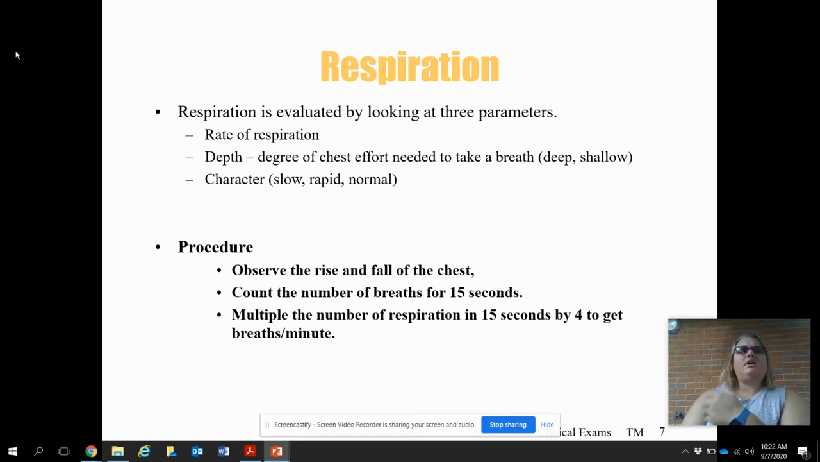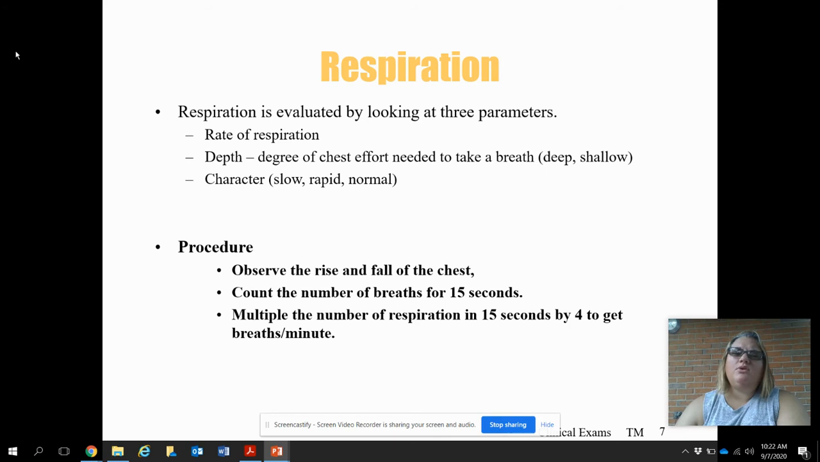Respiration is evaluated by looking at 3 parameters. So the respiratory rate, so counting how many breaths the animal takes over 15 seconds. So the chest wall will come out and come in, that's 1. Out and in, that's 2. Out and in, 3. And then you count for 15 seconds, multiply by 4. That gives you the breaths per minute.